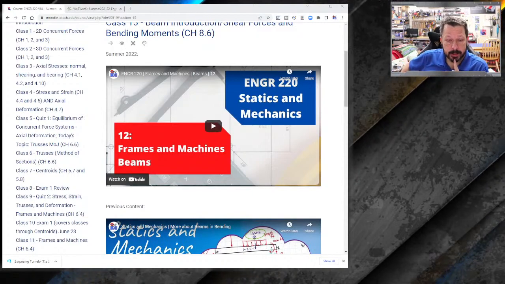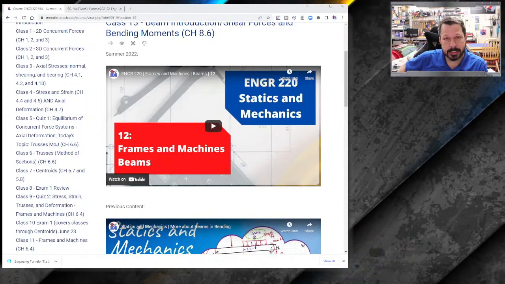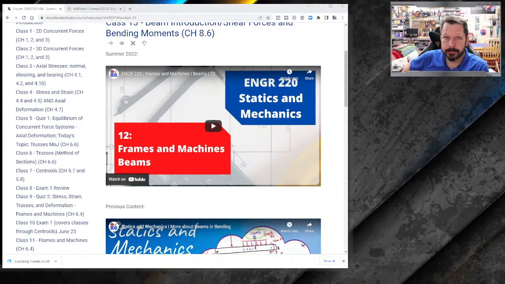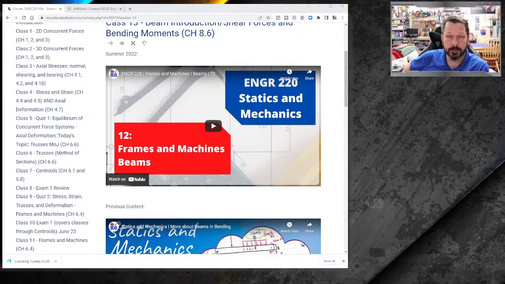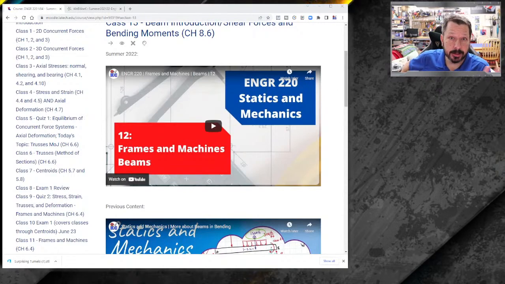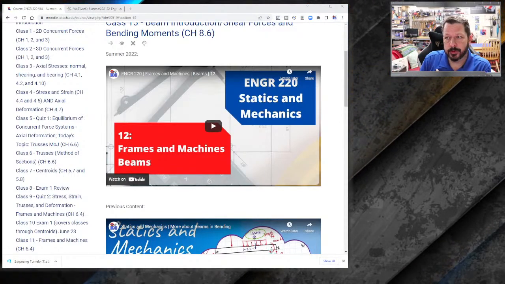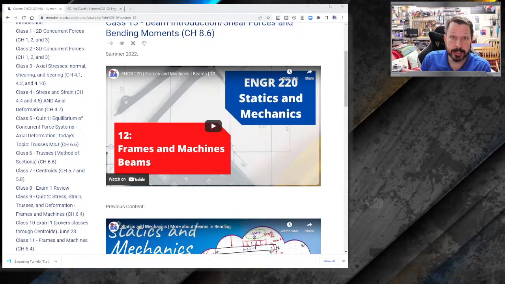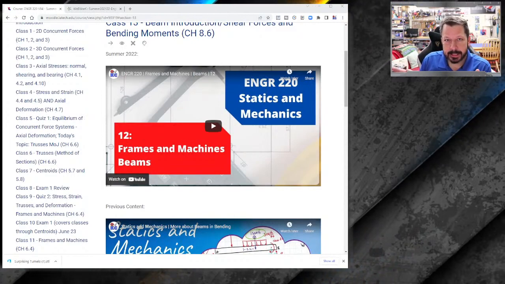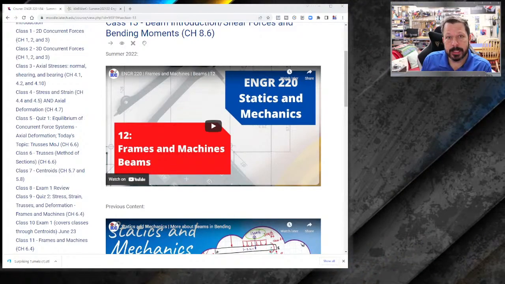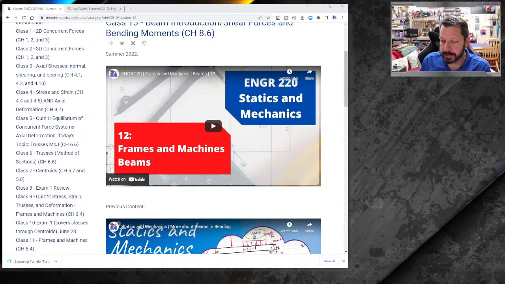Remember I said that frames and machines are not like trusses, even though they might look the same. In trusses, every member is a two-force member because of all of the assumptions that we made: loads only occurring at joints, no forces applied directly to members, ignoring the member weight, all those kind of things. But for a frame or a machine, that's not true.